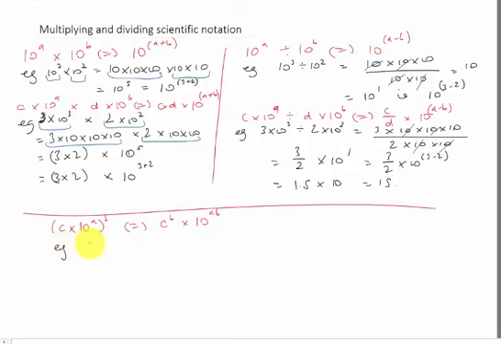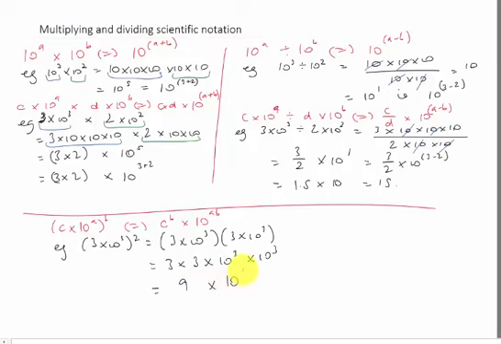Let's say we've got 3 times 10 to the power 3 and the whole thing is squared. That means that's equal to 3 times 10 to the third times 3 times 10 to the third. So you're multiplying it by itself. It all just goes together. So 3 times 3 times 10 to the 3 times 10 to the 3, which is 9 times 10 to the 6. And so this is 3 squared, and this is 10 to the power 3 times 2. So that matches what I've set up here.